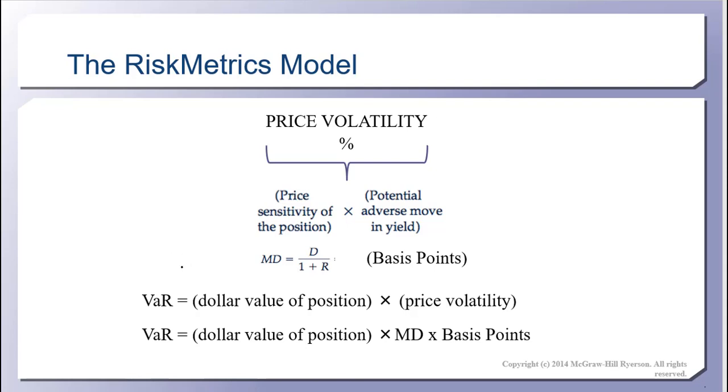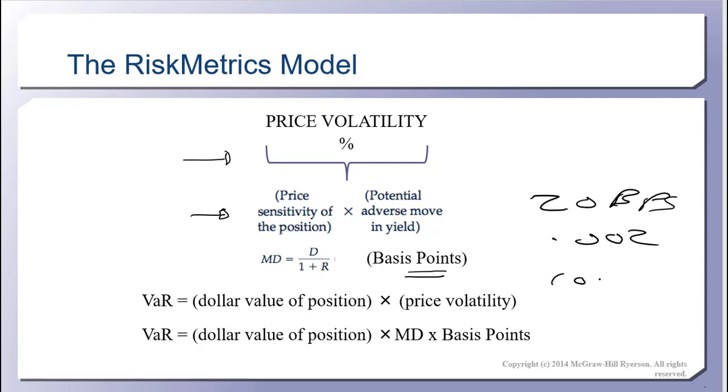So now we're moving up to the next level of understanding, focusing in on this price volatility. Recall the price volatility is the product of the price sensitivity of the position times the potential adverse move in yield. The potential adverse move in yield, we're going to be given in terms of basis points. So again, 20 basis points equals 0.002 because 100 basis points equals 1%, which equals 0.01. That's something you need to remember.